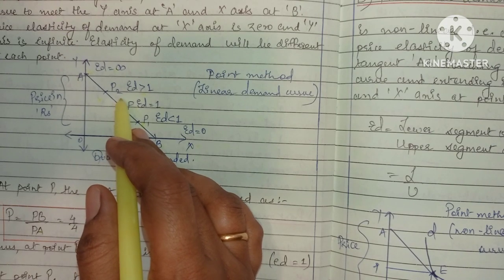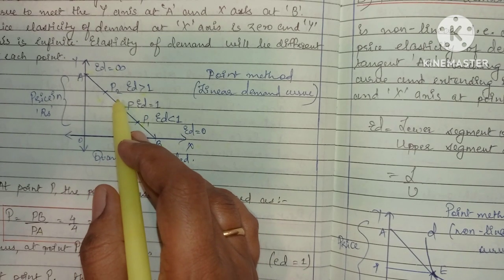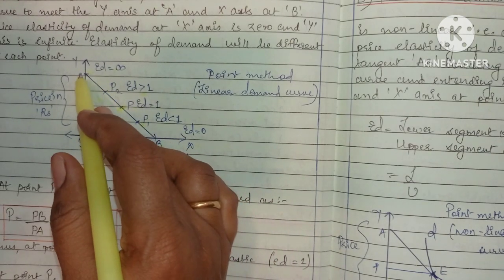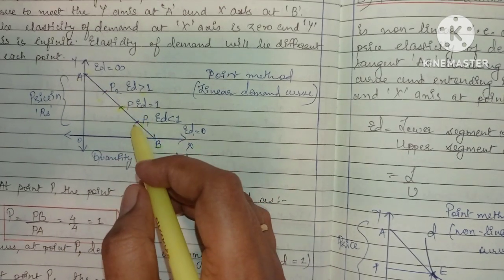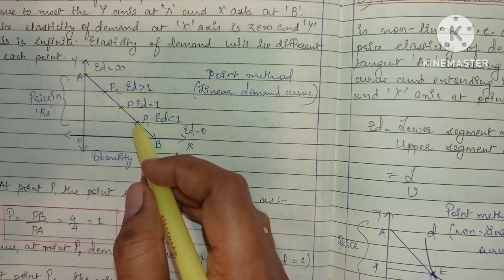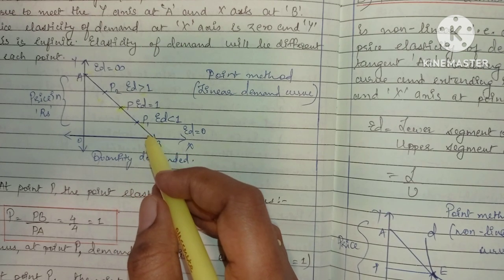The elasticity is measured as P2B divided by P2A, equal to 6 divided by 3, which gives the answer as 3. So therefore elasticity is greater than 1. Okay, ED is greater than 1.